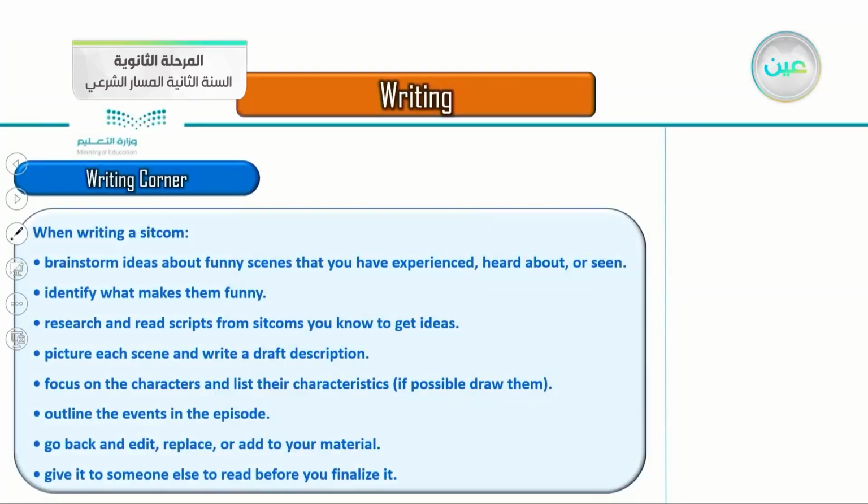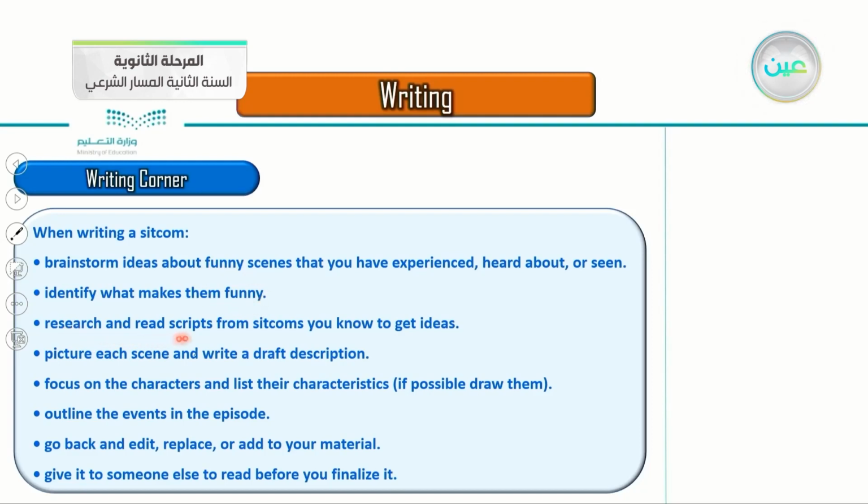Jumping on to the writing corner. When writing a sitcom, pay attention to these pointers here. Number 1, brainstorm ideas about funny scenes that you have experienced, heard about, or seen. So try to come up with funny ideas about some funny scenes that you have experienced, heard about, or seen. The second one, identify what makes them funny. So when you brainstorm the ideas, try to identify why they are funny.